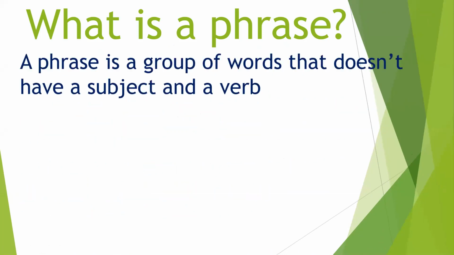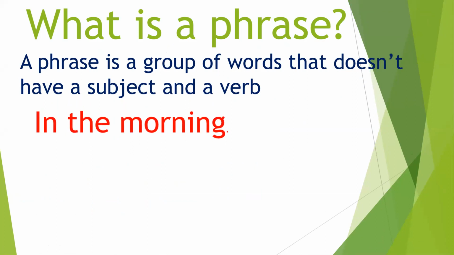A phrase is a group of words that don't have a subject and a verb. Like in the morning. In the morning, does it have any subject or person doing any action? No. In is a preposition, the is an article, morning is just a noun. So it's just about time. It doesn't give me any thought. It just tells me when something happened. In the morning, I went to school, for example.